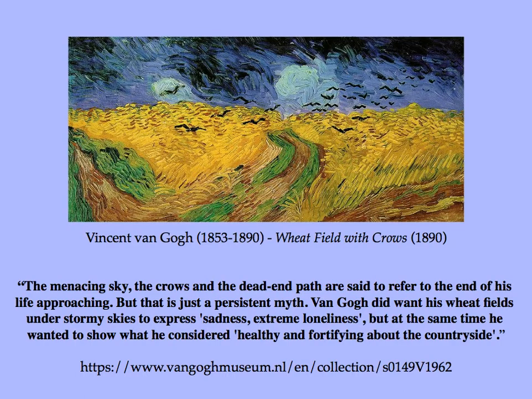However, as the Van Gogh Museum states, the menacing sky, the crows, and the dead-end path are said to refer to the end of his life approaching, but that is just a persistent myth. That is our projection of what it means. Van Gogh did want his wheat fields under stormy skies to express, quote, sadness, extreme loneliness, but at the same time, he wanted to show what he considered healthy and fortifying about the countryside.